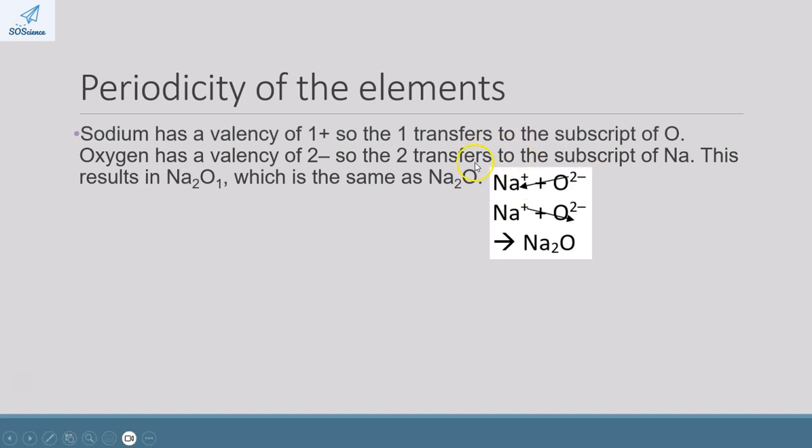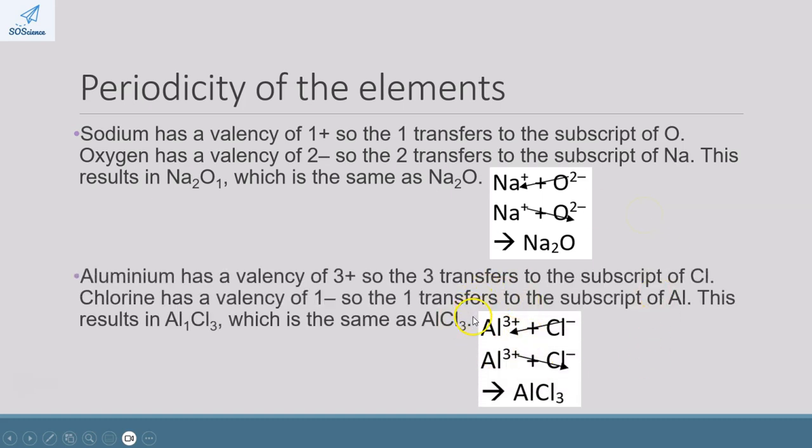Let's look at the next one. So we've got Na+ and O2-. Now, what we can do is we can cross it so that the 2 moves here and the 1 moves here, but of course a 1 is ignored, which gives us Na2, a 1, but we ignore the 1, so we get Na2O.